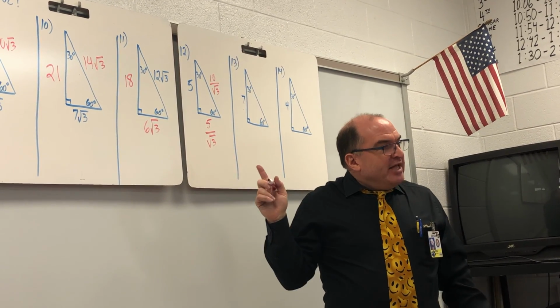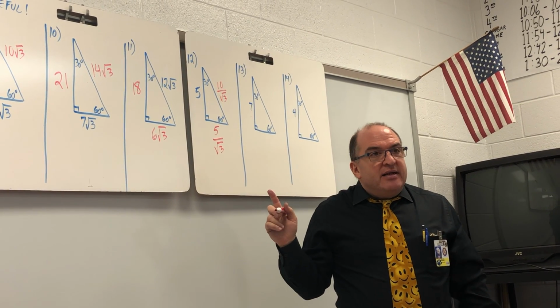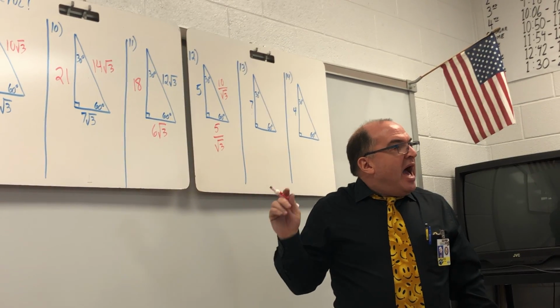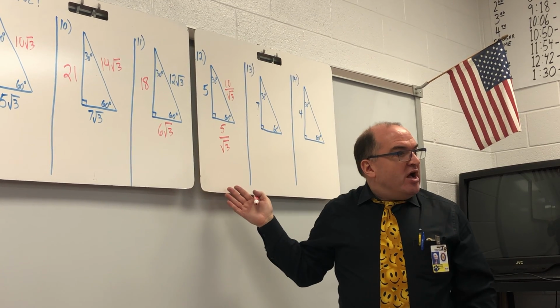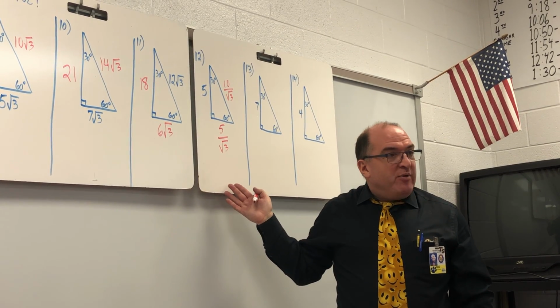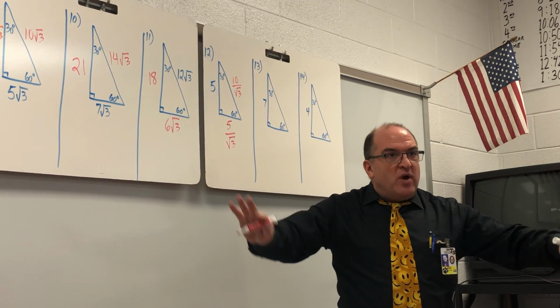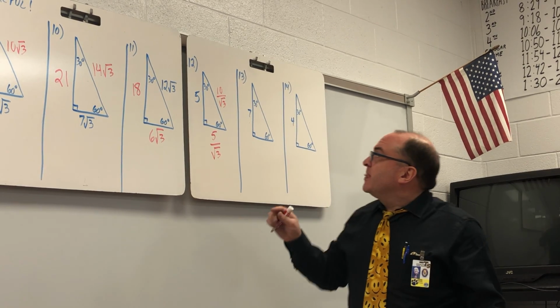Now, in algebra, last year, supposedly, you were taught that you're not allowed to have a square root on the bottom. I don't want to worry about that right now. I just want you to understand what's happening here. I'm going to let you write the square root on the bottom and just leave it. I just want to make sure that you understand what's happening, okay?